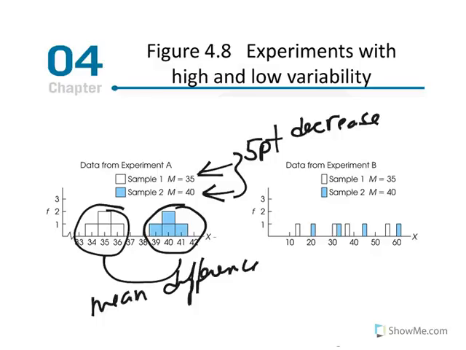However, if the distribution looked like this in experiment B, let's say we're still working with individuals who suffer from depression, and the blue values represent the individuals in the sample before treatment, and again, their average level of depression was equal to 40.